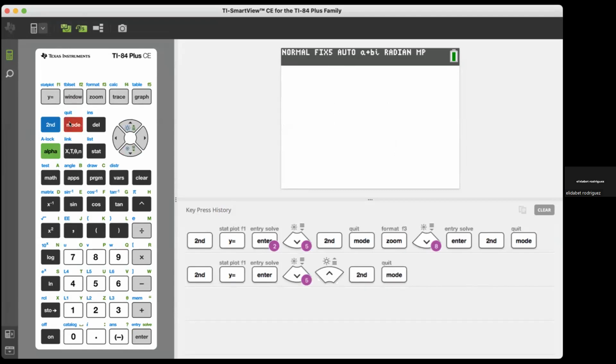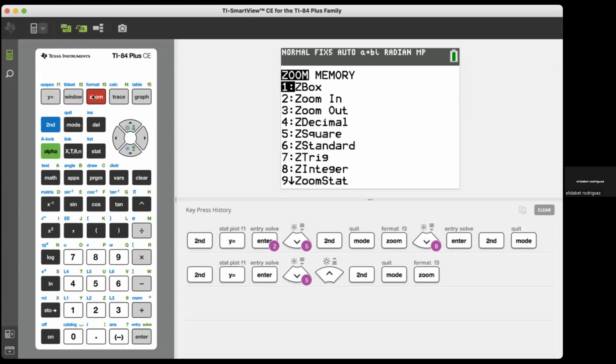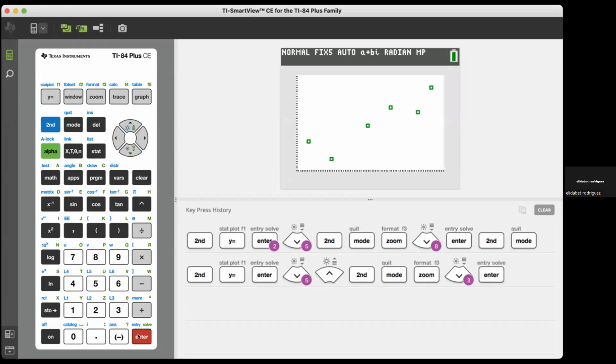Second mode quits. After you quit, it takes you to the home screen, which is blank. That's fine. Don't worry. Then click the zoom key. Then there are two options, either window or zoom key. Zoom key is much easier. Then you go and pick zoom stat. Okay. That's your scatter plot.